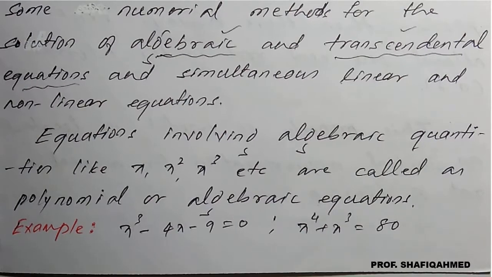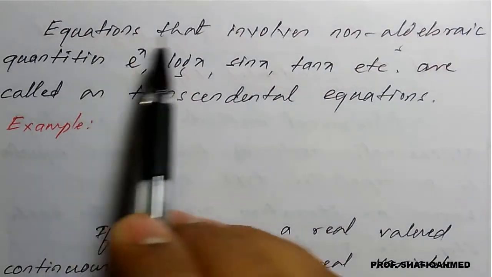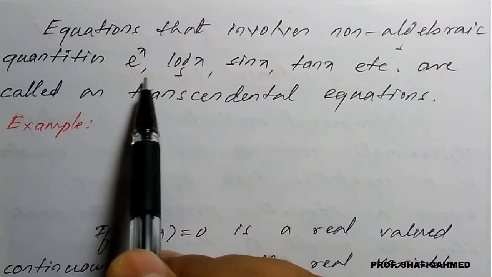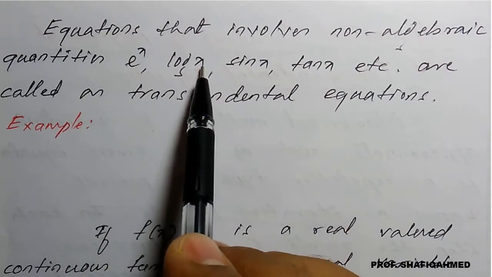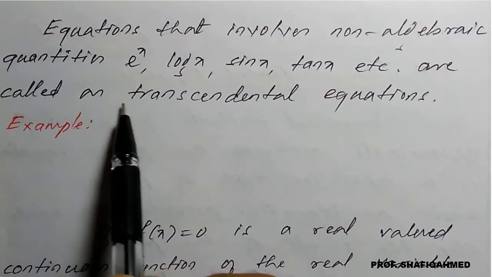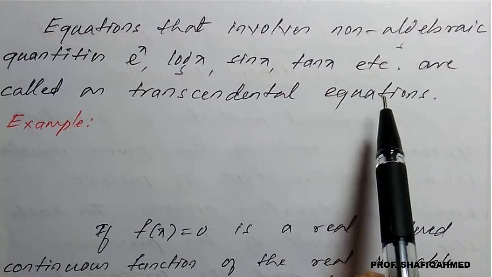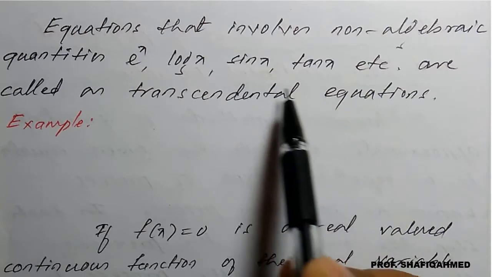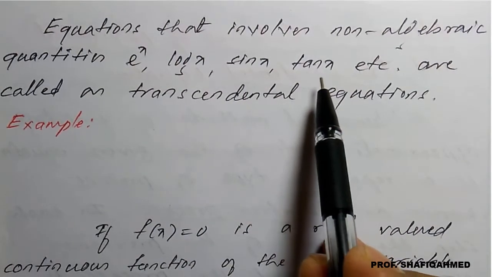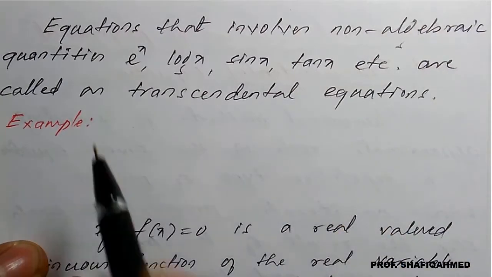Let's see what a transcendental equation is. An equation that involves non-algebraic terms, meaning e raised to x, log x, sin x, tan x, etc., is called a transcendental equation. It is a mixture, sometimes algebraic terms with e raised to x, log x, sin x, tan x or any trigonometric functions. That involvement is considered a transcendental equation.